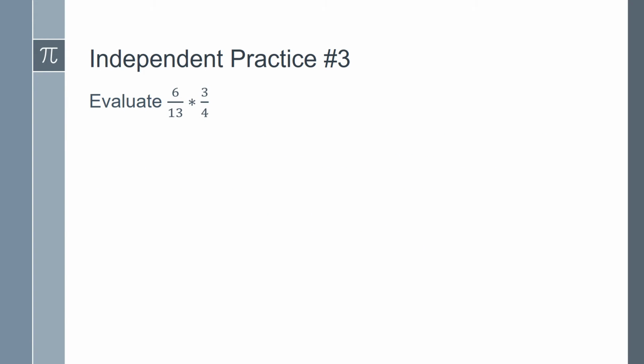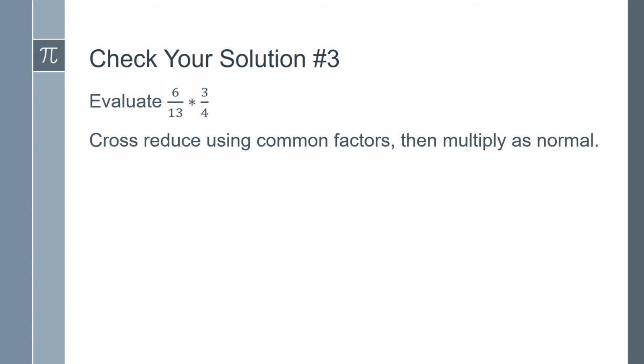Independent practice number 3. Evaluate 6/13 times 3/4. Now is a good time to pause this video and work on this problem if you have not done so already. This time we'll start by cross-reducing using common factors, and then we'll multiply as normal.